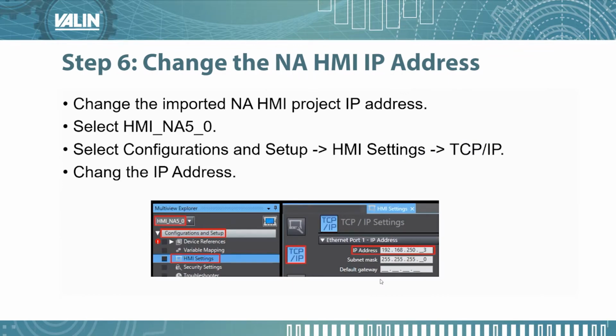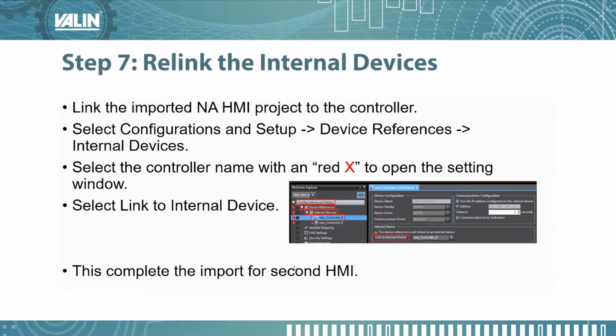Because your project has been imported correctly, what you want to do is enter the IP address for this second HMI. To do that, you would select HMI_NA5_0, select configuration and setup, HMI setting, TCP IP, and this is where you would change the IP address for the HMI. In this case, it will be 192.168.250.3.